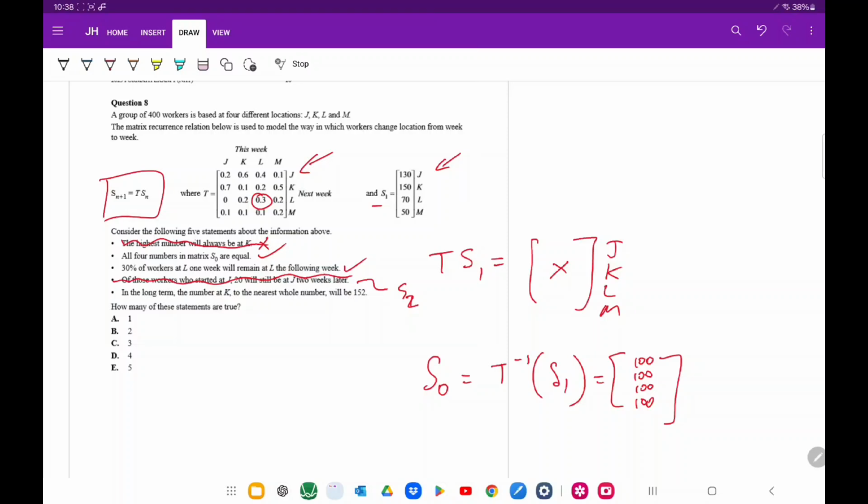And the last one is, in the long term, the number at K is going to be equal to 152. When we go through the transition to the power of, say, 50 times S1, we do get 152 there. So in this case, that's correct. So C is the most correct answer for this one.